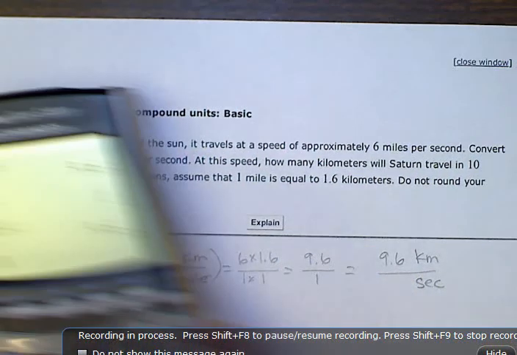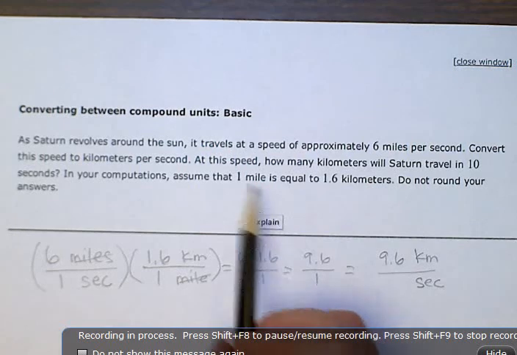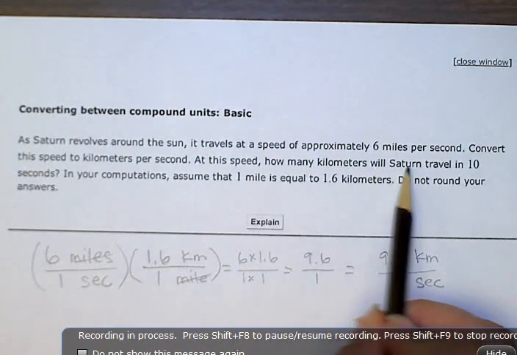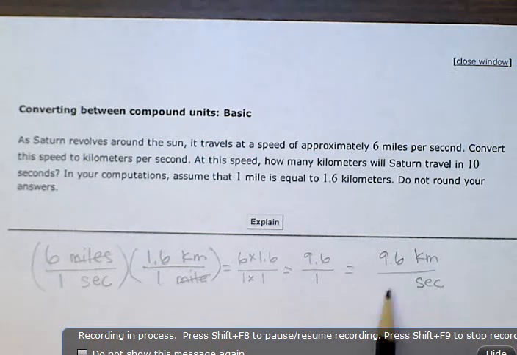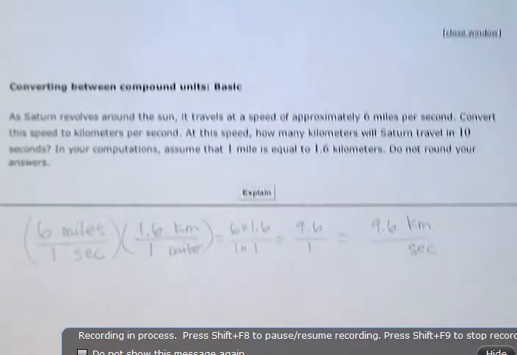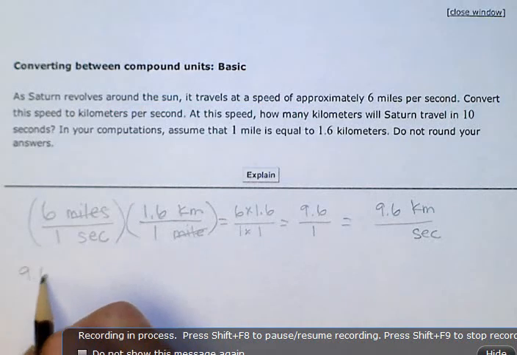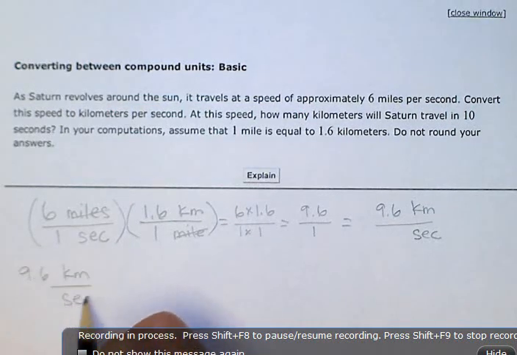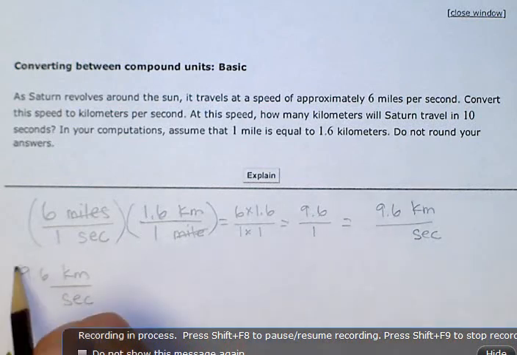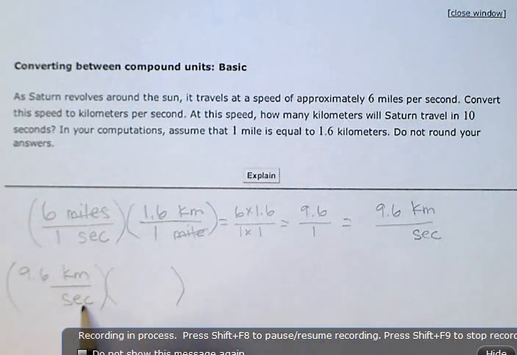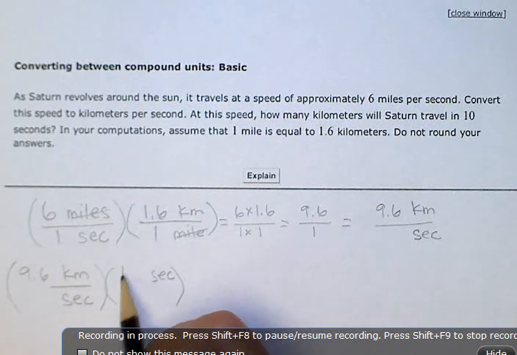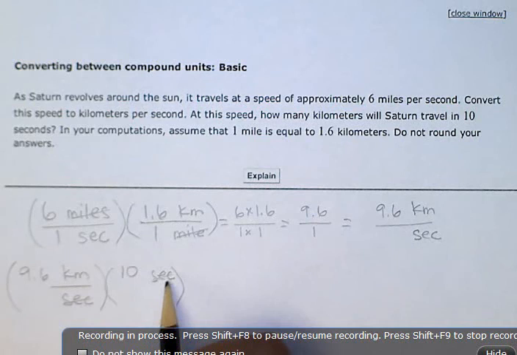Now the second part said, at this speed, how many kilometers will Saturn travel in 10 seconds? So we take this part that we have so far, 9.6 kilometers per second, and we want to know how far it will go in 10 seconds. So we're watching our units right here. They were on the bottom, so we want to make sure seconds are on the top over here. And that will give us an answer that is in kilometers. The seconds reduce, and we are left with kilometers.